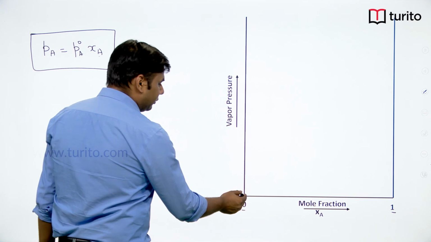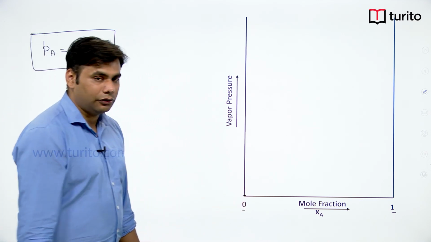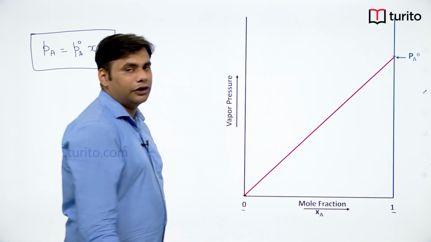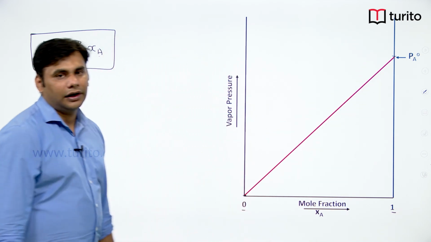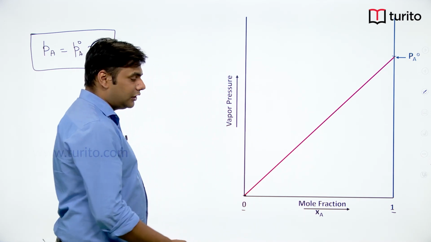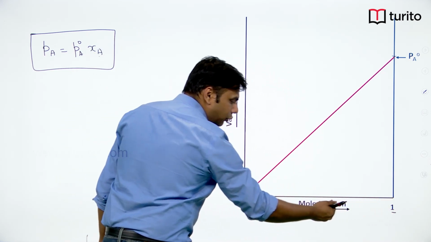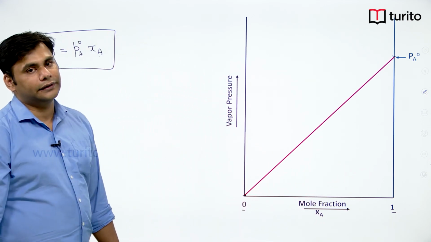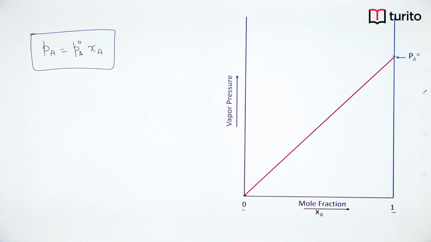So at XA equal to 0, the partial pressure or the vapor pressure would be 0, and at XA equal to 1, the partial pressure would be this. Let this correspond to P naught A. So this is basically your Raoult's line. If you connect this, this is your Raoult's line. If you keep decreasing the mole fraction of A, the vapor pressure of the solution also decreases for dilute solutions. I hope this is clear to everyone.